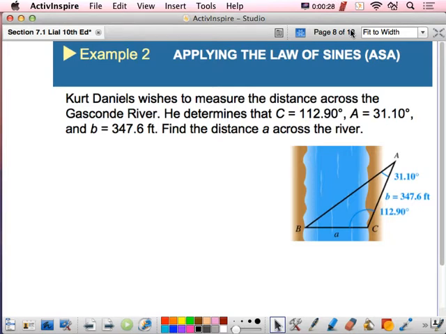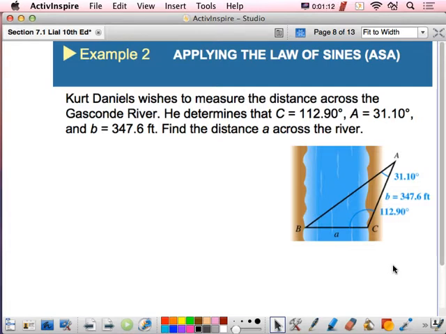So for this, we know that Kurt Daniels wishes to measure the distance across the Gasconde River. He determines that the angle in this diagram, labeled capital C, is 112.90 degrees, and that the angle capital A is 31.10 degrees, and that the length little b is 347.6 feet. And he wants to find the straight line distance across the river. So he wants to know how wide that river is. So what are we looking for here? Little a. That is all we care about. So we need to study this situation and figure out a way to get little a.